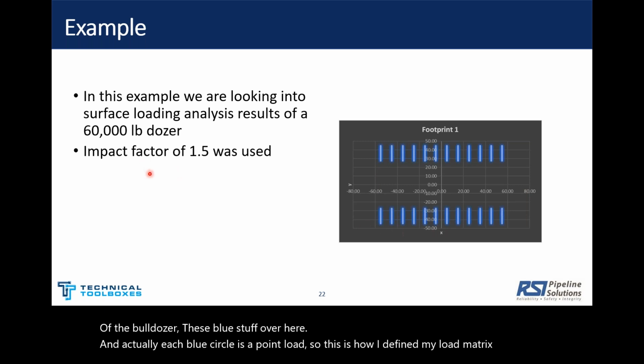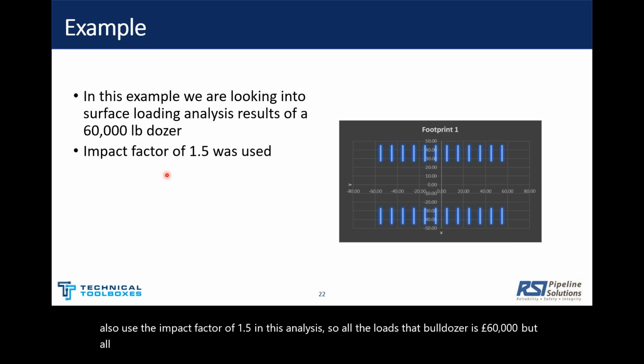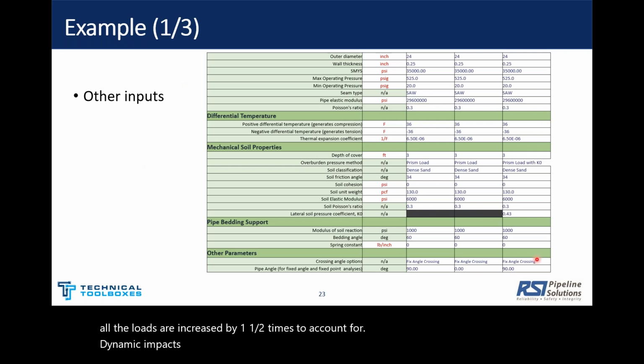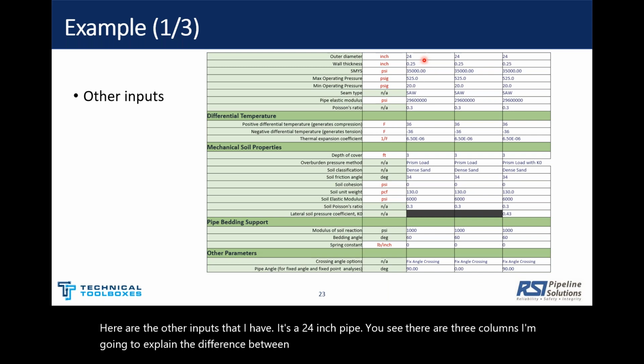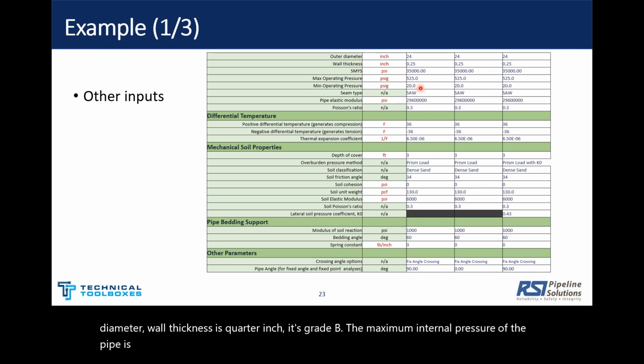All right. I also use the impact factor of 1.5 in this analysis. So the bulldozer is 60,000 pounds, but all the loads are increased by 1.5 times to account for dynamic impacts. Here are the other inputs that I have. It's a 24-inch pipe. You see there are 3 columns. I'm going to explain the difference between them in a minute. But in all cases, the pipe is 24-inch diameter, wall thickness is 1/4 inch. It's grade B. The maximum internal pressure of the pipe is 525 psig, and the minimum pressure that I assumed is like 20 psi, right?